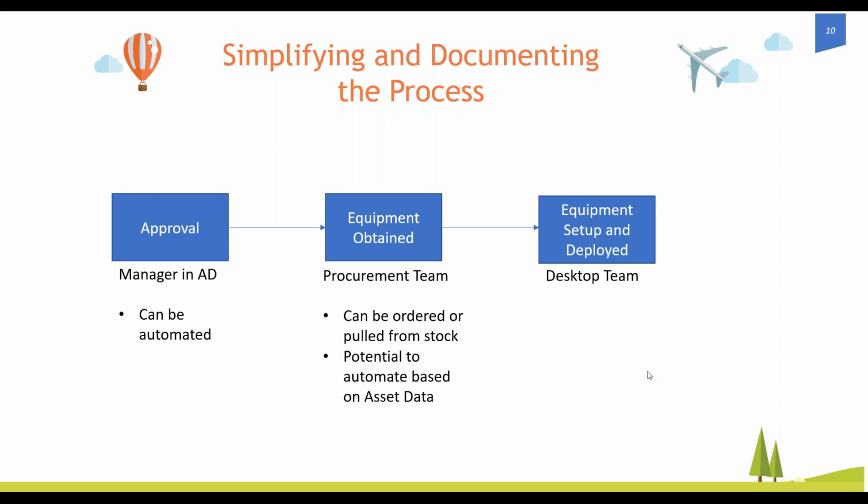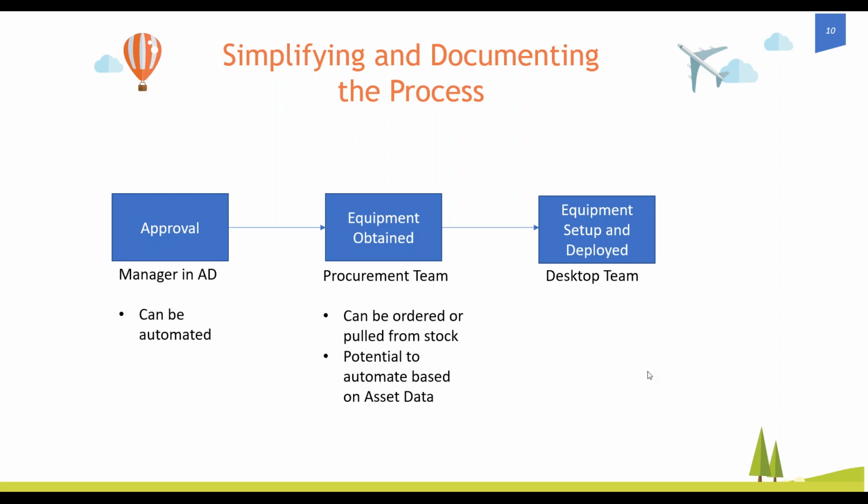We need to think about, well, we can predefine that there's an approval step, but what we can't do is predefine who that manager is, because that's going to vary case by case. Whichever different person requests, it's going to be a different manager. So there's the potential to automate something there with determining who should approve, and then this equipment obtain step. Definitely some automation potential here as well.